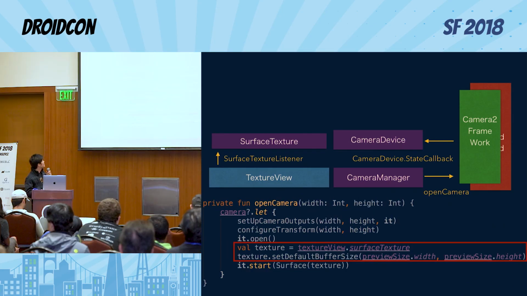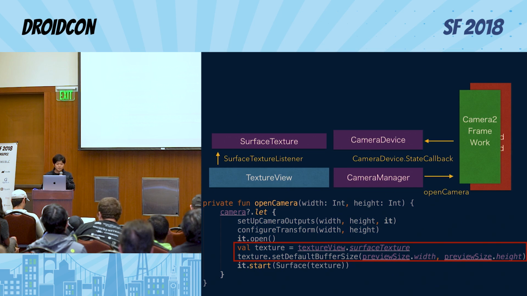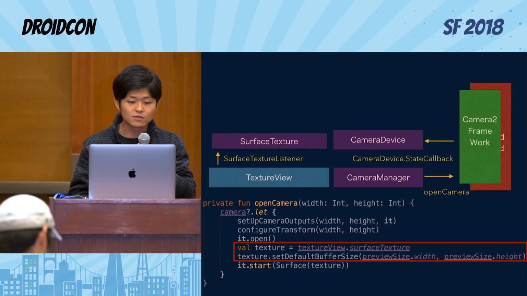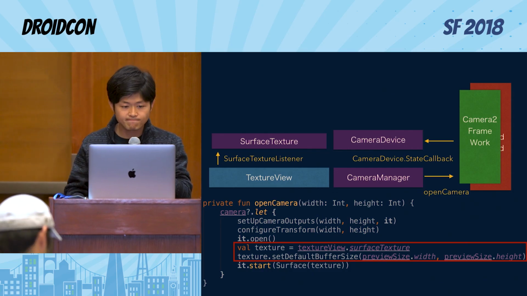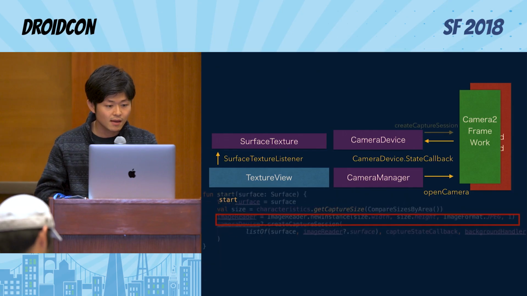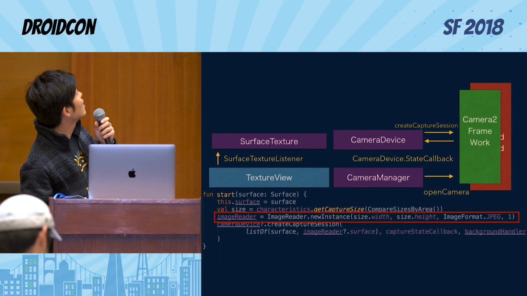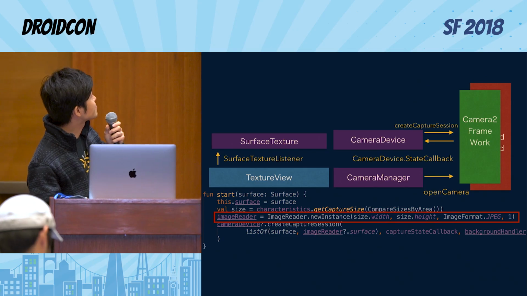Now we go back to the open camera part. The next step is to start the camera preview using the camera device. For preparation, we set the default buffer size on the surface texture from the preview size that we just calculated. And then we go to the start camera part.